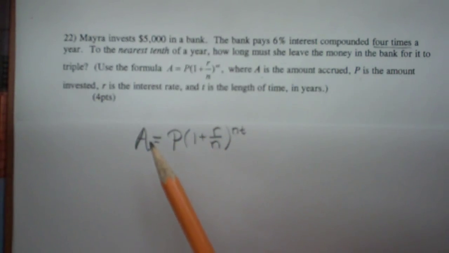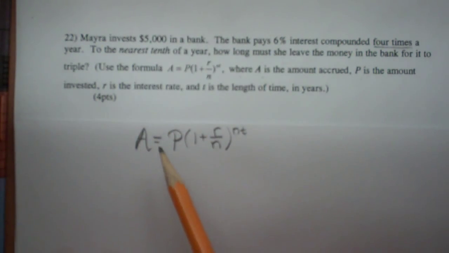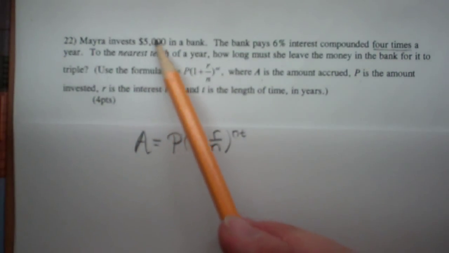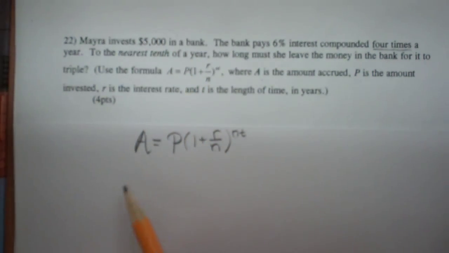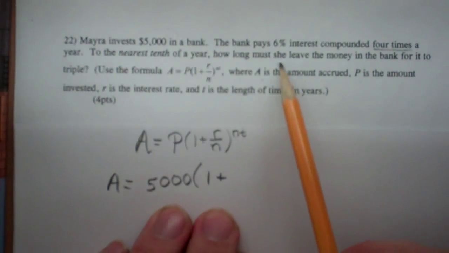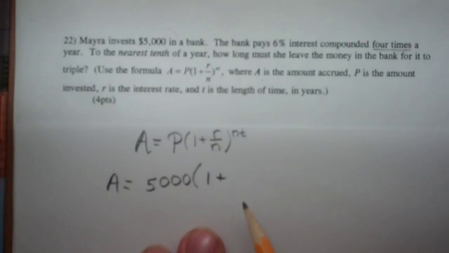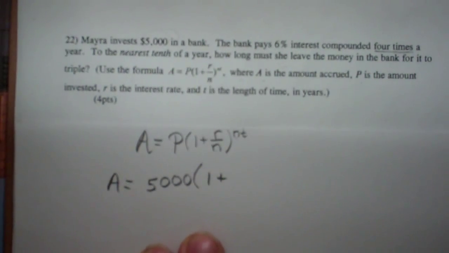Let's use this. Let's try to identify these values. Well, first of all, we know that P was the amount invested, and it said that Myra invested $5,000. So A is equal to $5,000 times 1 plus, what is the rate? Well, it says up here that the rate is 6%, but do not write it as a 6. We need to write 6% as a decimal. So 6%, that's 6 divided by 100, so that's 0.06.